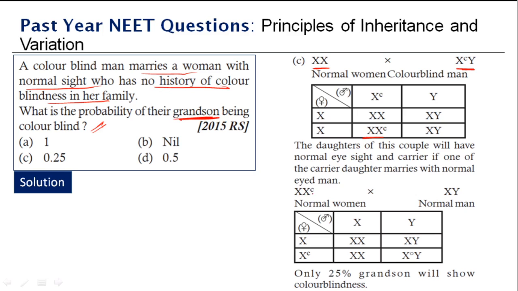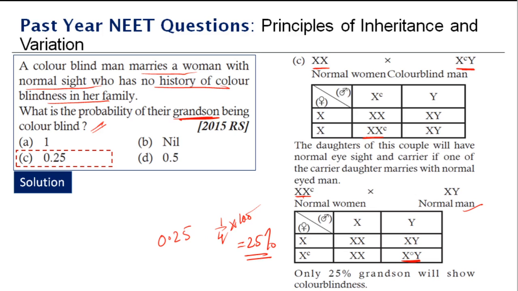Now you will cross this carrier female, because that is the only person that can give it to the next generation. This carrier female is crossed again with a normal man, and you see these are the four options here. Only one of the grandsons will show color blindness. Therefore, 1 out of 4 into 100, which is 25%. So the right answer is 0.25, option C. Sometimes they can also ask you in terms of percentage. It is very easy to calculate, obviously. So the right answer is C.